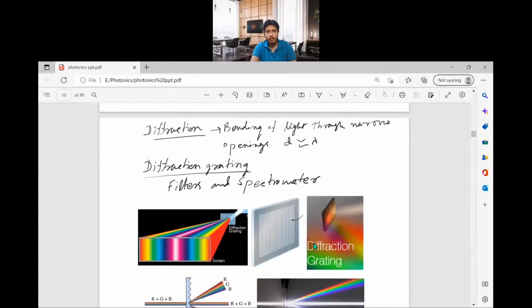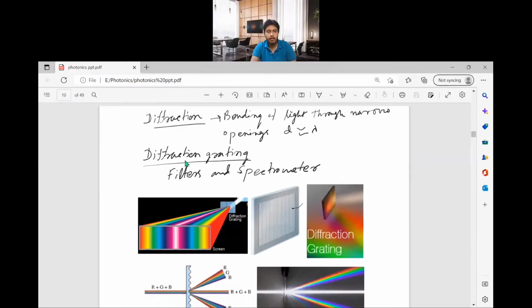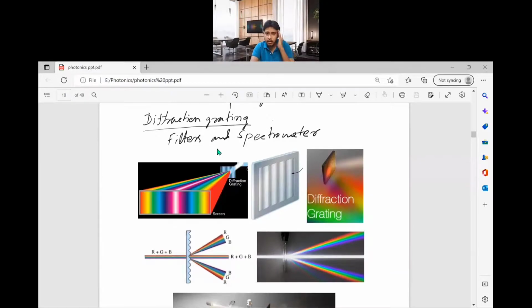Now we will move on to the two main properties that we can explain using wave optics. One is diffraction. Diffraction is the bending of light as it travels through narrow openings or narrow apertures. Wave optics deals with objects whose diameter is close to the wavelength. With diffraction we have diffraction gratings. These are the main applications: gratings can be used as filters and in spectrometers.